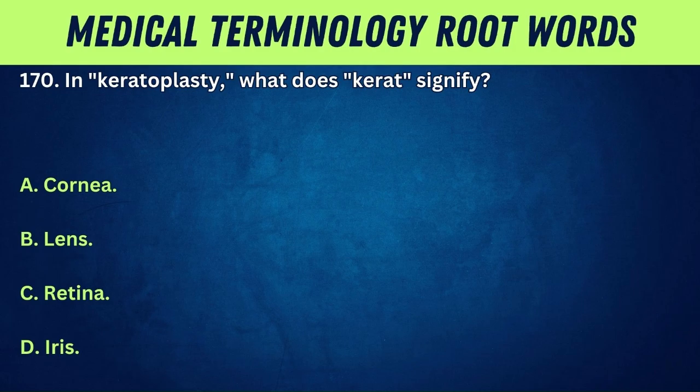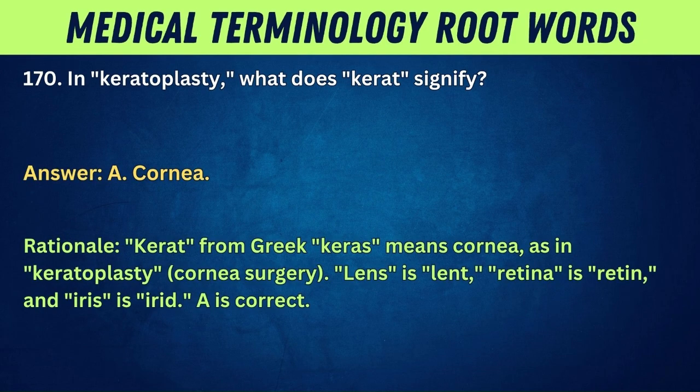170. In keratoplasty, what does kerat signify? A. Cornea. B. Lens. C. Retina. D. Iris. Answer: A. Cornea. Rationale: kerat, from Greek keras, means cornea, as in keratoplasty, cornea surgery. Lens is lent, retina is retin, and iris is irid.